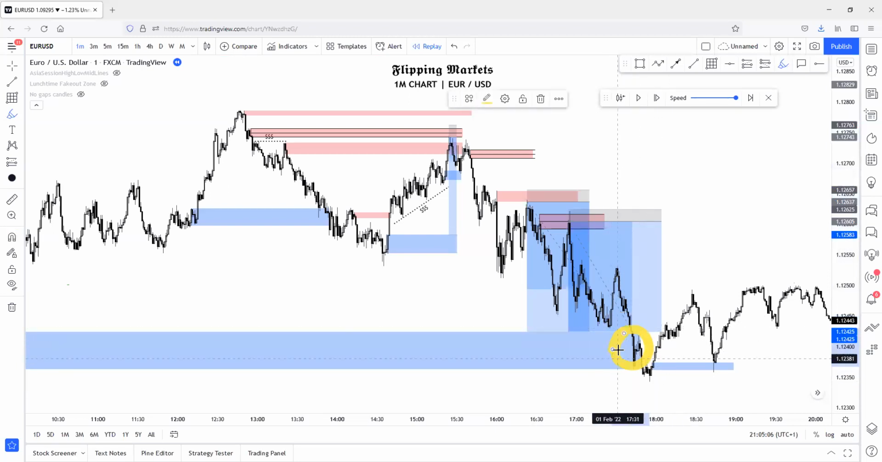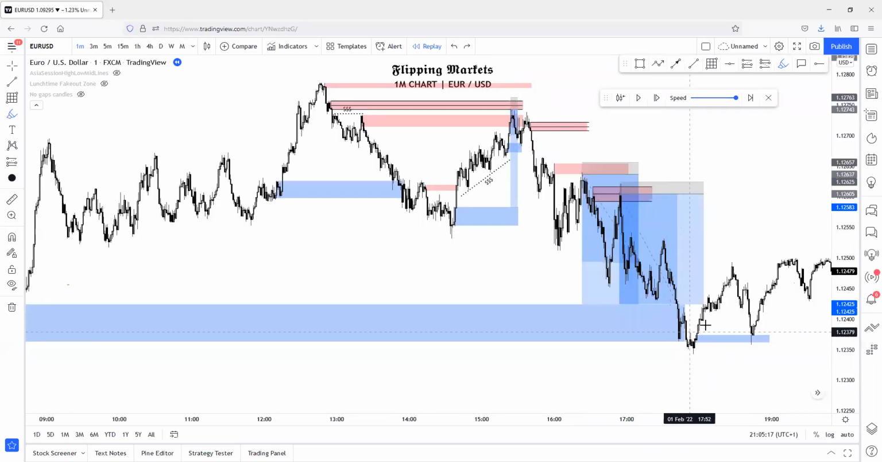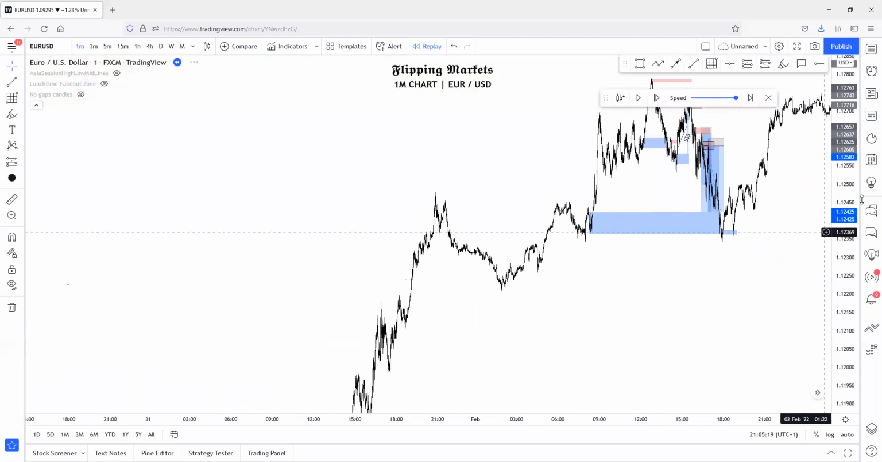Demand took over control from supply partly, but a change of character on the 1-minute chart means it took over control fully from supply. So at this region, after a change of character here and here, demand was fully in control. Just look at the higher time frame order flow.